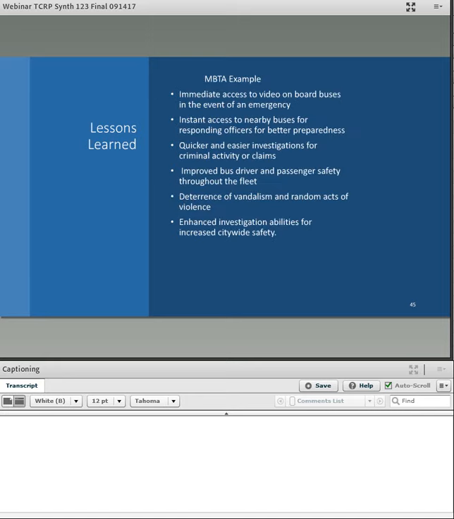As an MBTA example, the T up in Boston talks about how one of the lessons learned, which has been very helpful for them, is they have immediate access to video on board buses in the event of an emergency. There's instant access to nearby buses for responding officers for better preparedness. There's quicker and easier investigations for criminal activity or claims. There's improved bus driver and passenger safety throughout the fleet. There's a deterrence of vandalism and random acts of violence because people see the cameras. And then it really provides enhanced investigation abilities for increased citywide safety.